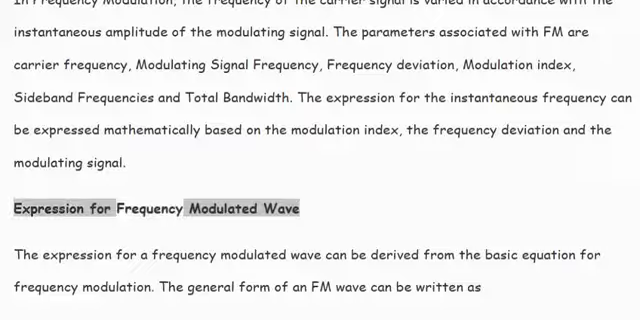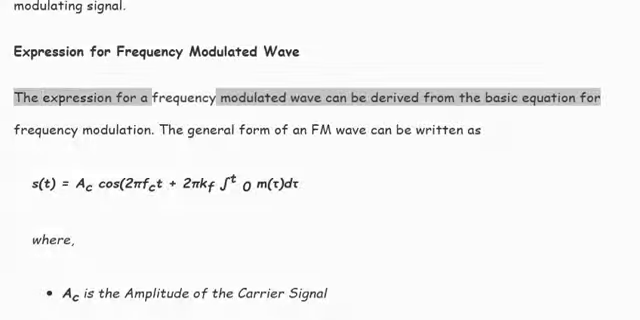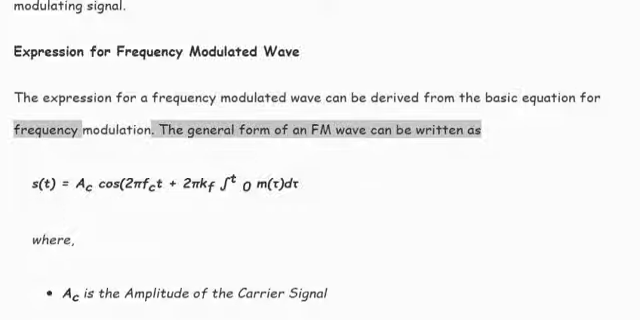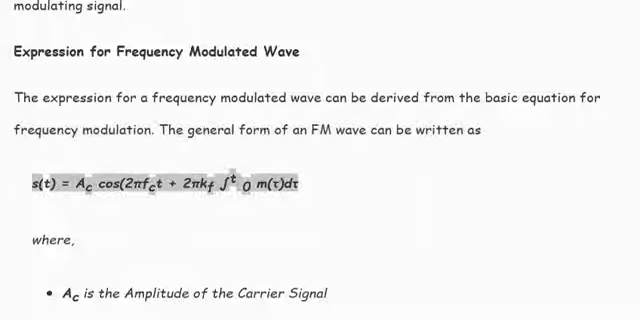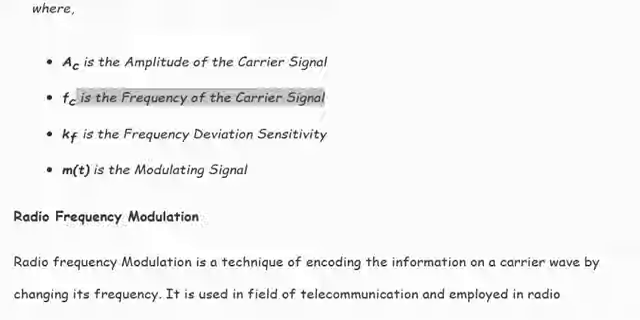Expression for frequency modulated wave. The expression for a frequency modulated wave can be derived from the basic equation for frequency modulation. The general form of an FM wave can be written as s(t), where fc is the frequency of the carrier signal, kf is the frequency deviation sensitivity, and m(t) is the modulating signal.